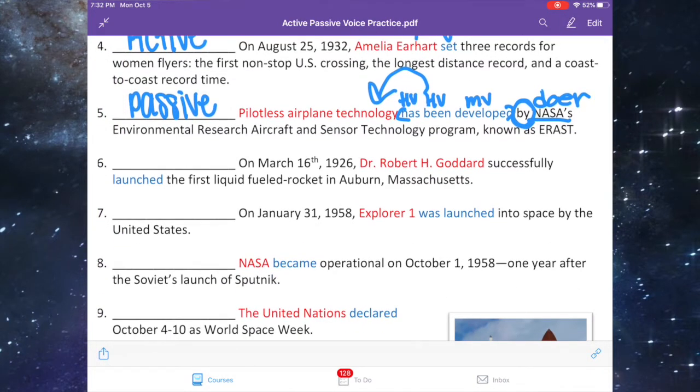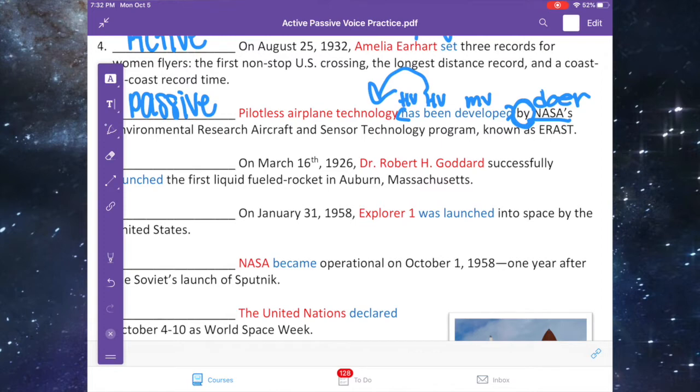Next up, on March 16, 1926, Dr. Robert H. Goddard successfully launched the first liquid-fueled rocket in Auburn, Massachusetts. Here, our subject is Dr. Robert Goddard. Our verb is launched. Notice we only have one verb, a main verb. So since we don't have a helping verb, it cannot be passive voice. But anyway, Dr. Robert Goddard is the one that is launching the first liquid-fueled rocket. So since he's doing the action, this is active voice.